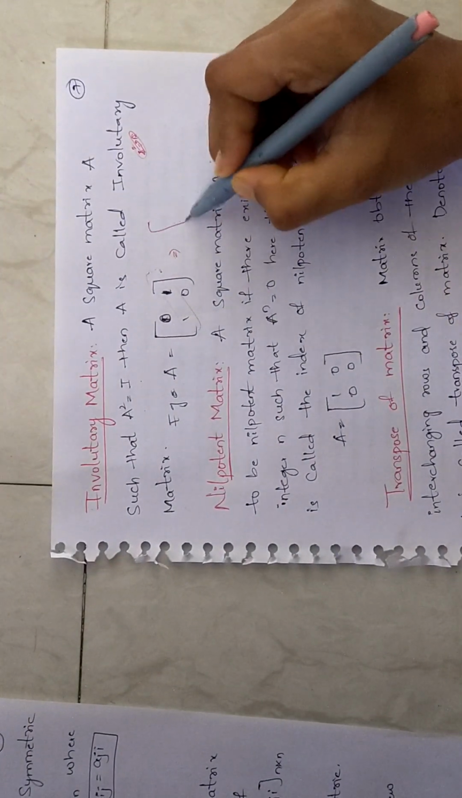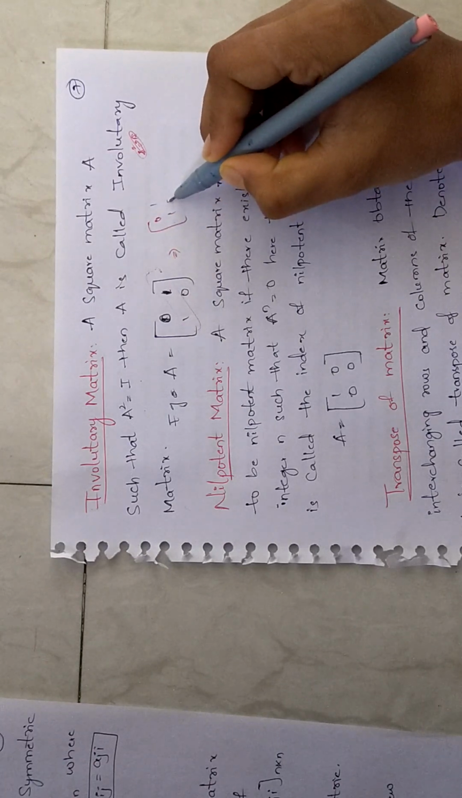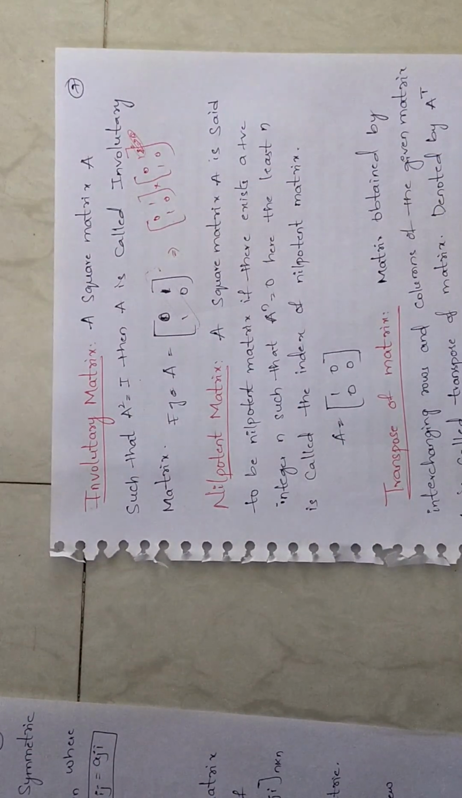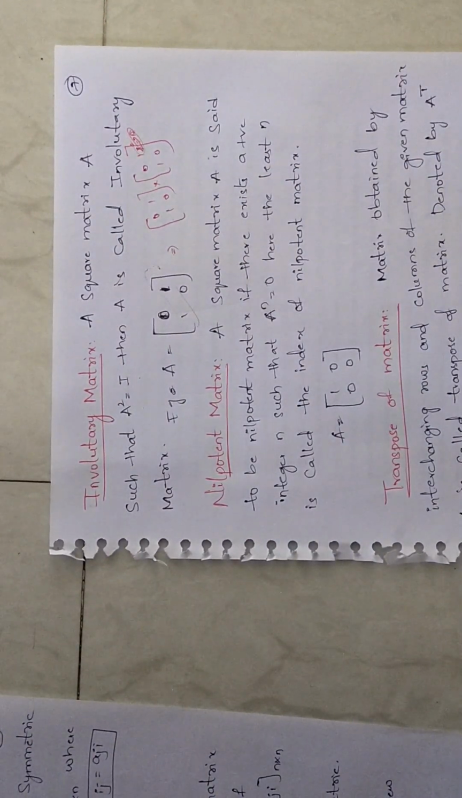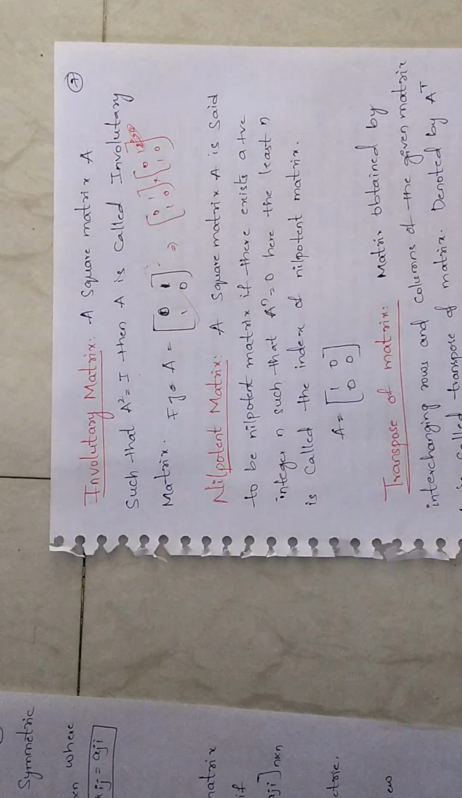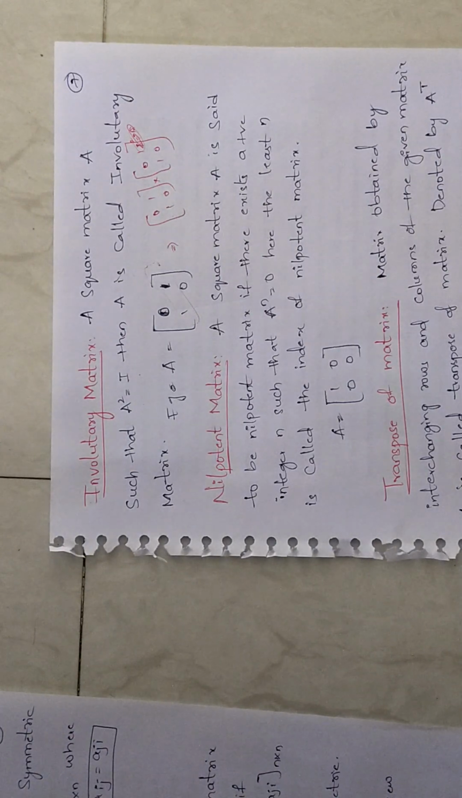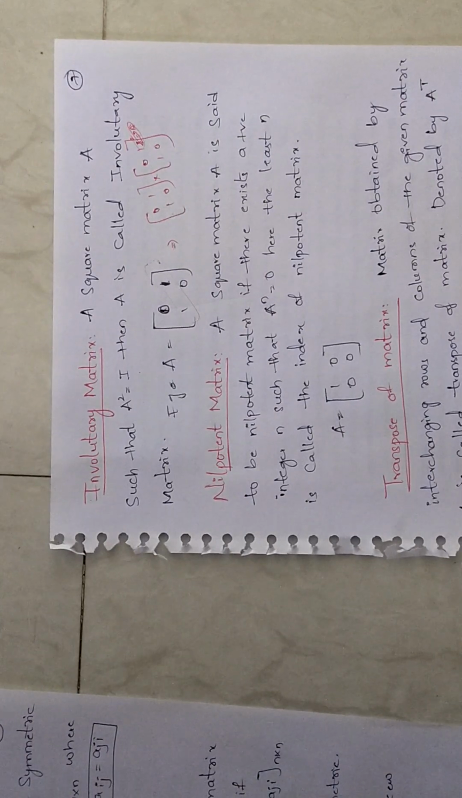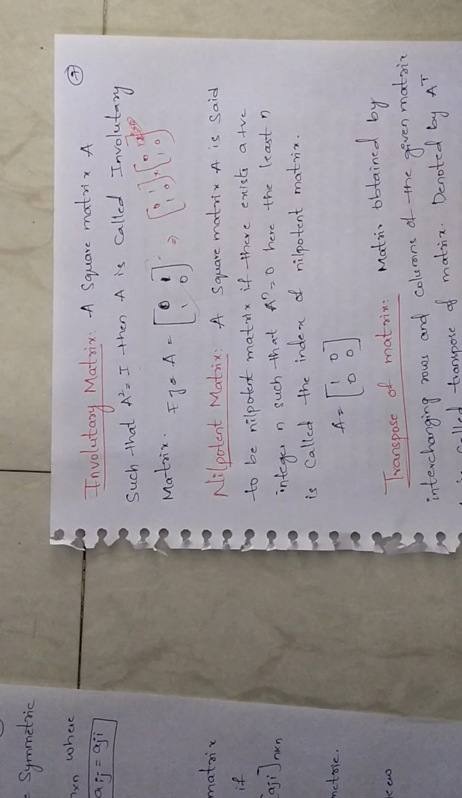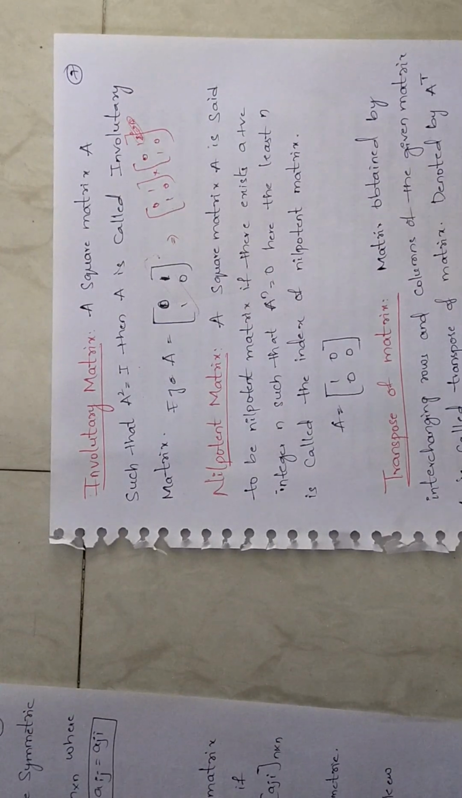I'll write it here. So if you do this, then your answer should be the same I matrix, that means the identity matrix. I have already discussed the identity matrix in the previous video, so please go through it again if you have any doubts. And the identity matrix is where you have diagonal elements as 1 and all the other elements as 0, right?